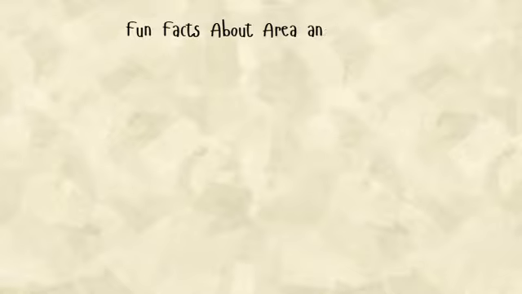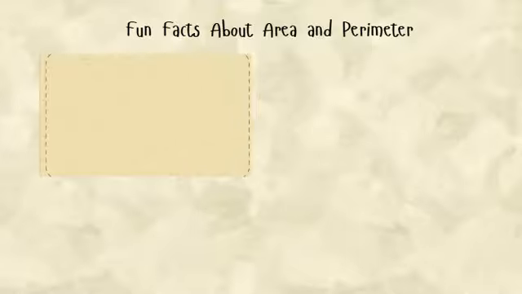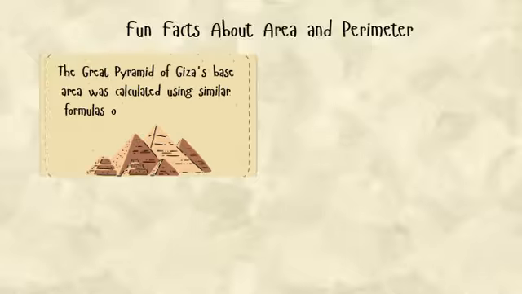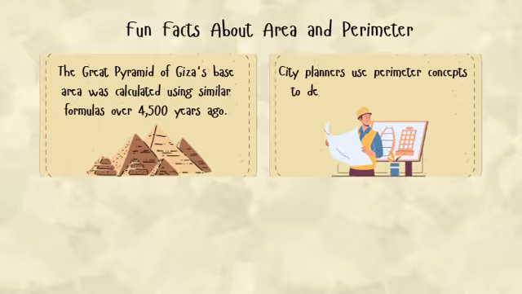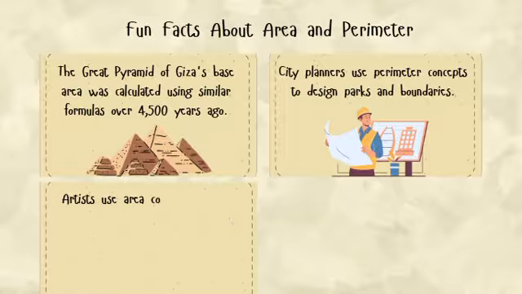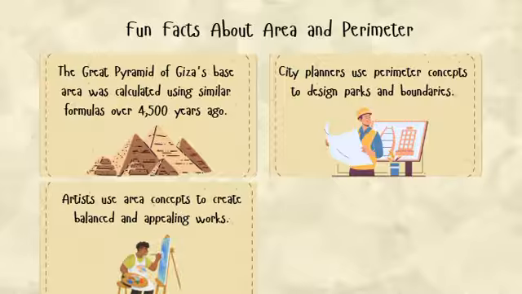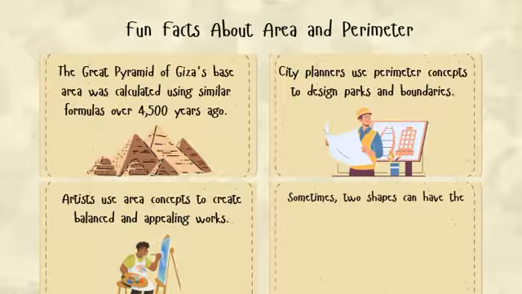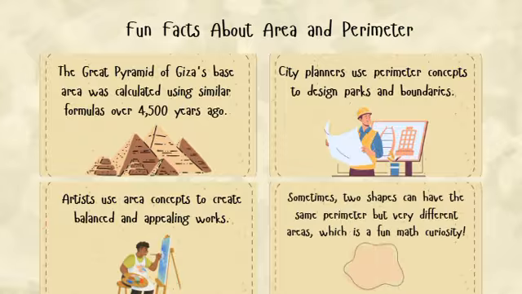Facts time! Did you know understanding area and perimeter has some surprising real-world connections? The Great Pyramid of Giza's base area was actually calculated using similar formulas over 4,500 years ago. City planners use perimeter concepts to design parks and boundaries. Artists use area concepts to create balanced and appealing works. Sometimes two shapes can have the same perimeter but very different areas, which is a fun math curiosity.